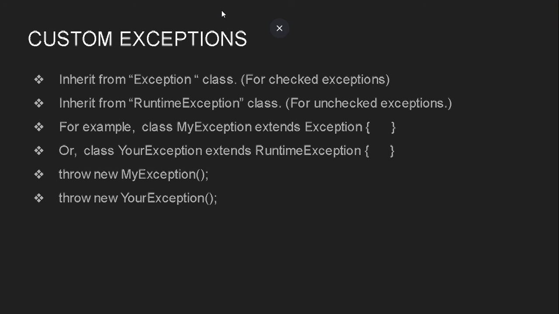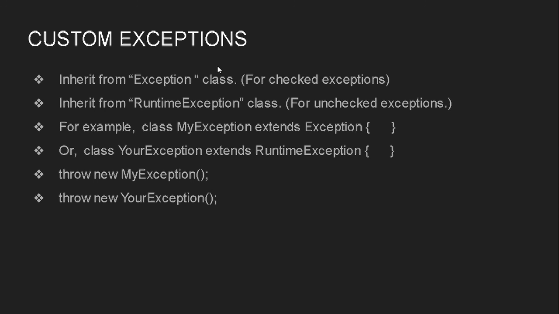Then after that, we have custom exceptions. So if I talk about custom exceptions, what are the ways in which I can create a custom exception? The first way is either I have to inherit from the Exception class, that is for checked exceptions, or I can inherit from the RuntimeException class, that is for unchecked exceptions. So these are the two ways in which I can create custom exceptions.